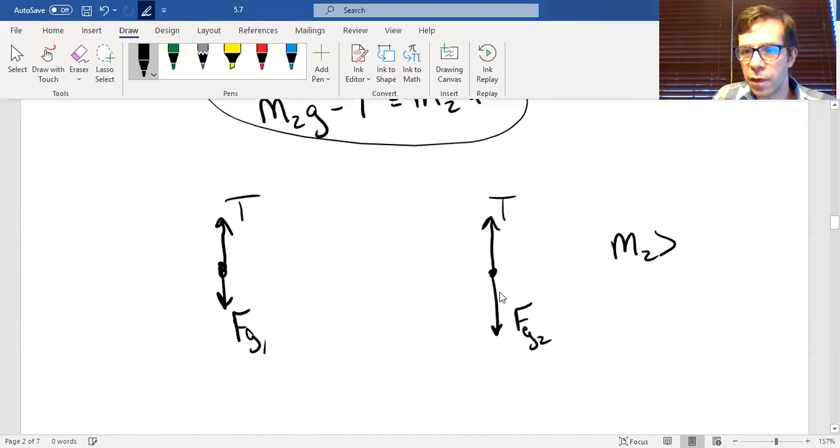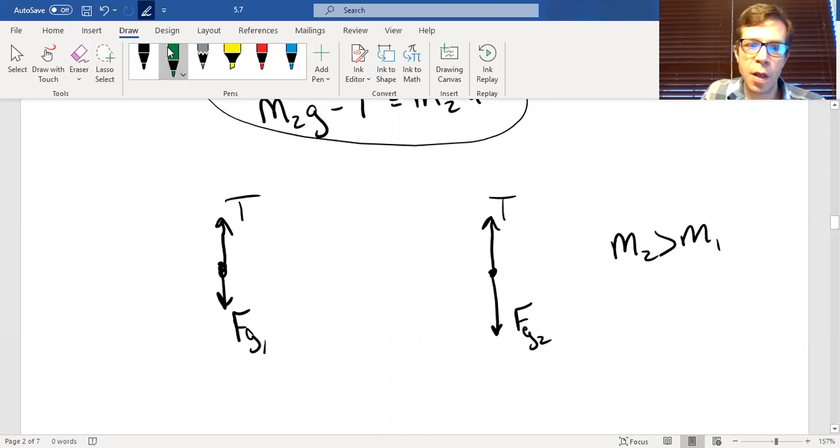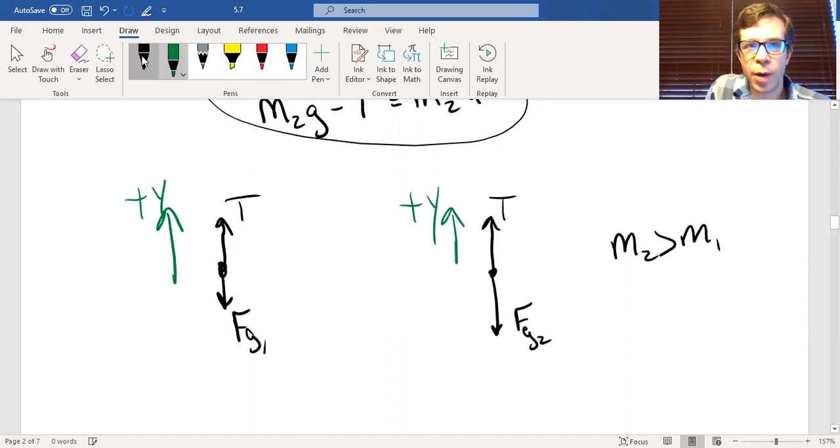And we're still saying that mass 2 is greater than mass 1. Same setup, but we're just not using a weird coordinate system this time. Let's use a standard coordinate system for both. So up is the positive y direction. What do our free body diagrams tell us in this one?